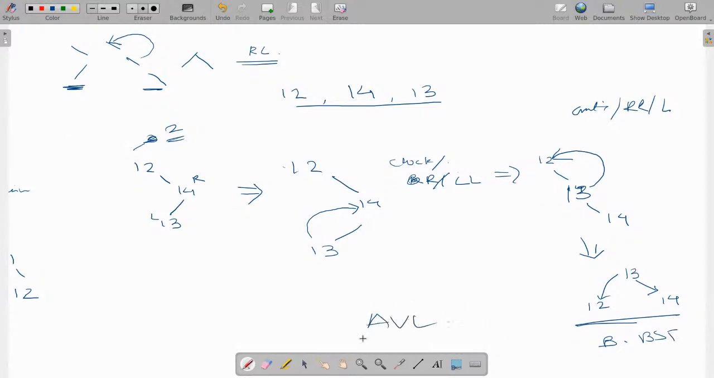That's why it is an AVL tree. So what is an AVL tree in short? An AVL tree is just a self-balancing binary search tree that maintains the balanced structure of the binary search tree with every new insertion or every new deletion.